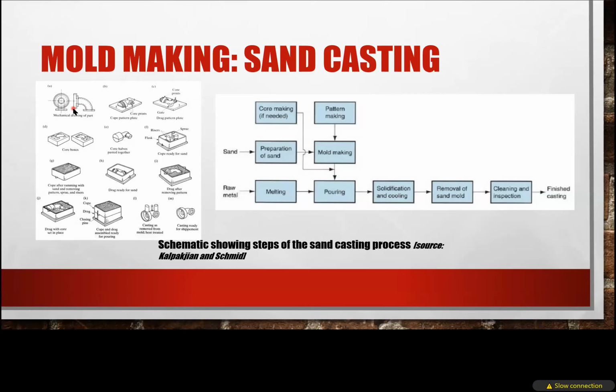In the left side figure, you can see the mechanical drawing of the part you have to manufacture. First you should have the drawing, then the pattern preparation. In pattern making, we have the cope, drag, and jig, which are the different parts of the pattern. Then there are core boxes and core halves, if the core is needed. Then the cope is ready for sand, and we go for the sand making process.